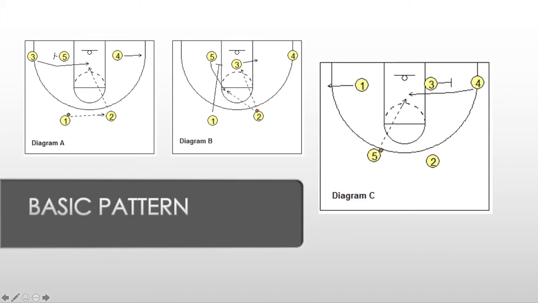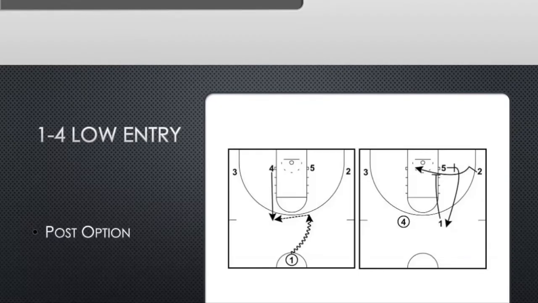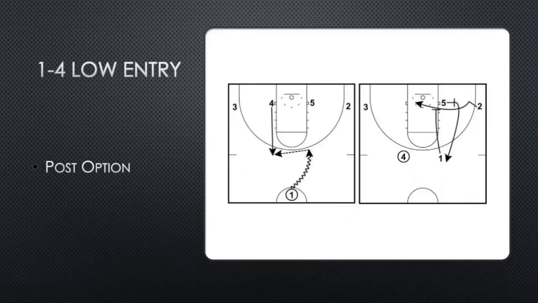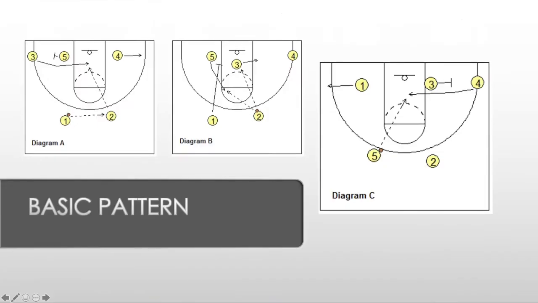All right. So we got the cross screen, and then it starts all over again. Sorry, let me go back. You have this cross screen, and then what would happen here? If 4 didn't get the ball, 2 will be going down to set this down screen for 3. 3 will come up, and it all starts all over again. All right. Now that's the basic pattern.